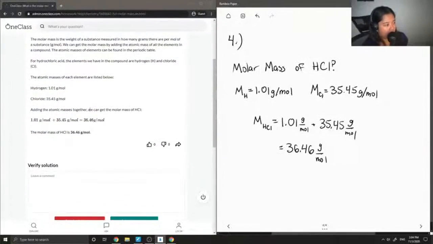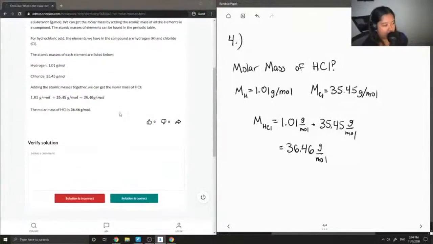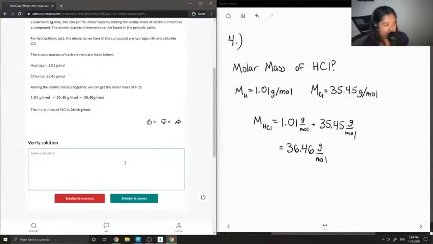Adding the masses together, we get the molar mass of HCl, which is 36.46. This solution is correct.